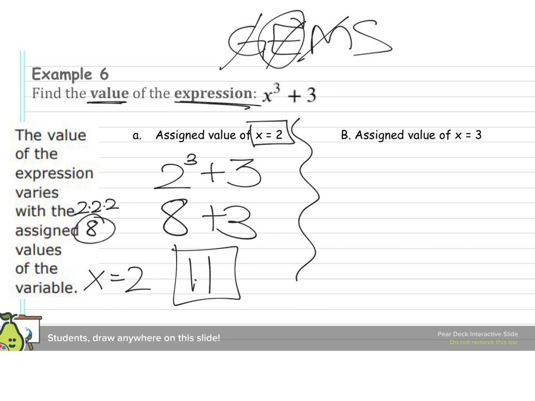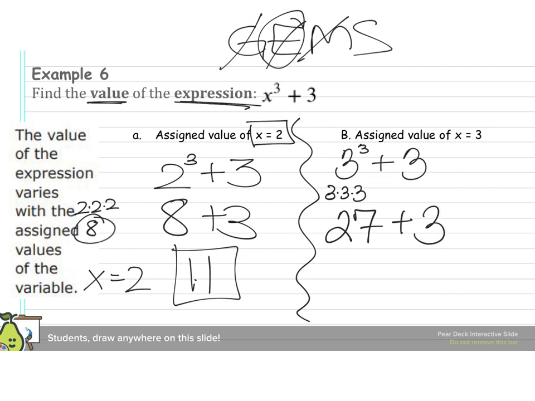But if you plug in a 3, you're not going to get an 11. So let's try it with 3. So if I have 3 to the third power plus 3, that's a lot of 3's. 3 to the third power is 3 times 3 times 3. Okay, so 3 times 3 is 9. 9 times 3 is 27. Okay, so you have to do exponents first. And then 27 plus 3 is 30. Okay, so that's what I get for that one.